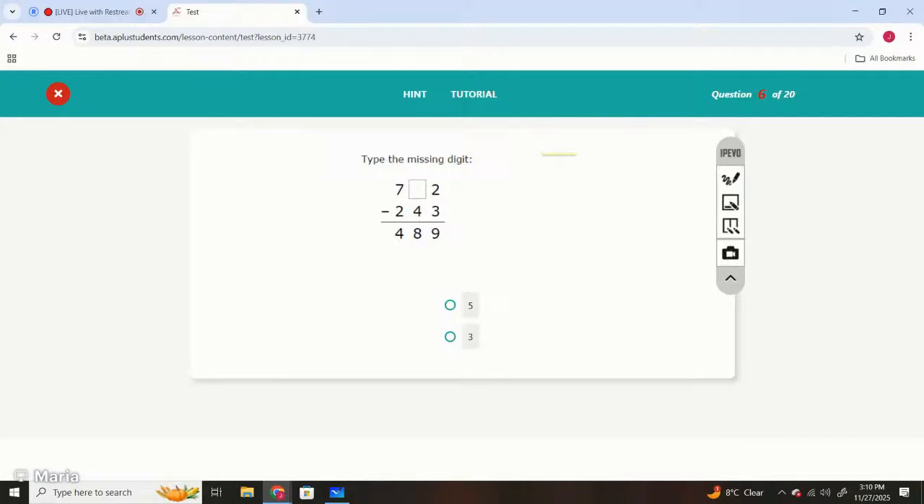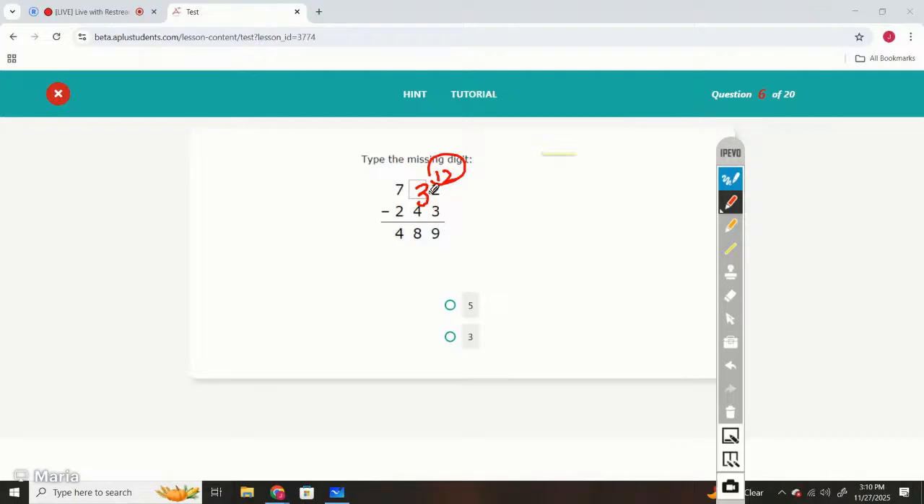Type the missing digit. That is 12 take away 3. We need to borrow 1. 12 take away 3 is 9. So we have 3 here, right? Because we already borrowed 1, so we have 2 here. And when we borrow 1, that makes 12. 12 take away 4 is 8. And 6 take away 2 is 4.